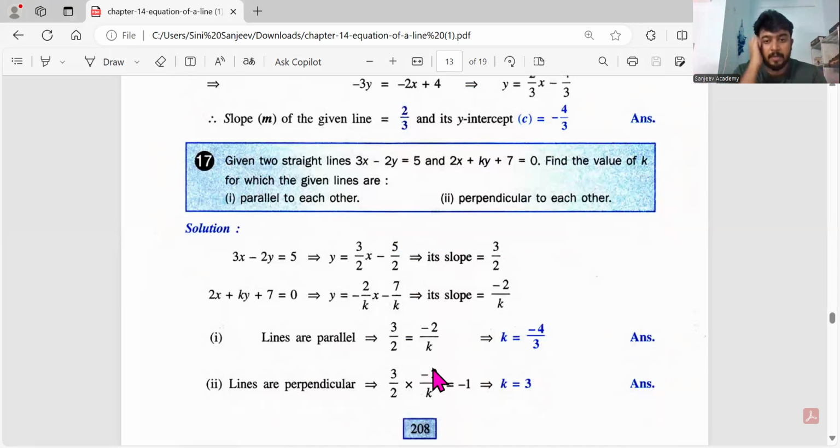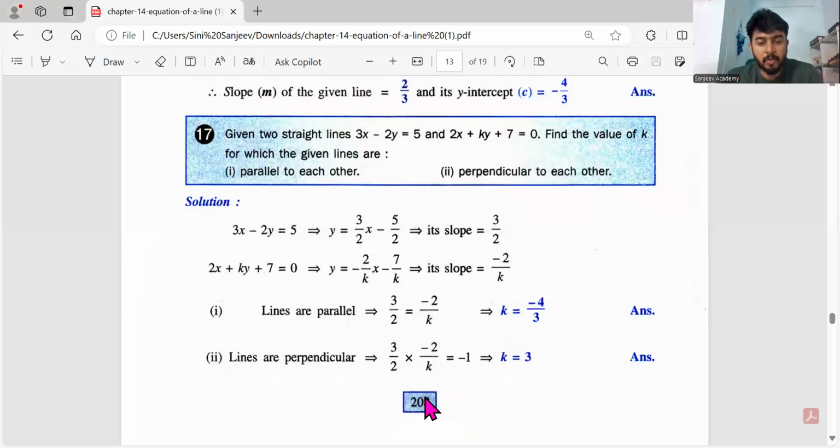Next one, perpendicular. Product of these two things is minus 1. So cancel this 2 and 2, correct? And obviously, common sense is that this should be 3 only. This is minus 2 and this is 2. So to get minus 1, what should be the k value? 3. That's all. Then only you'll be getting minus 1.